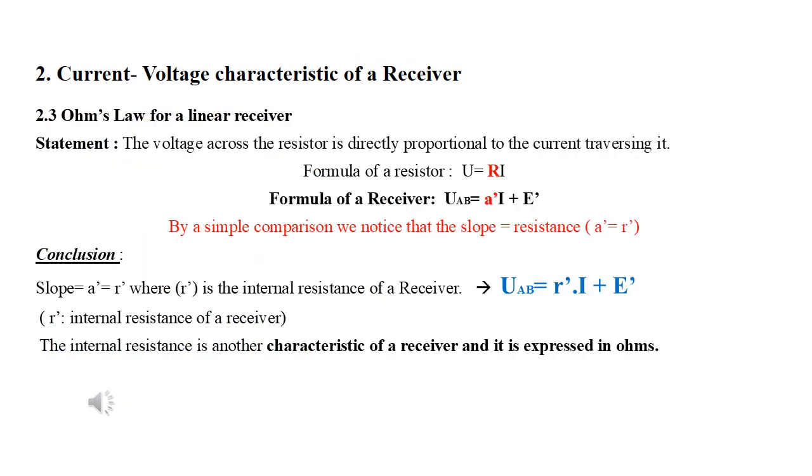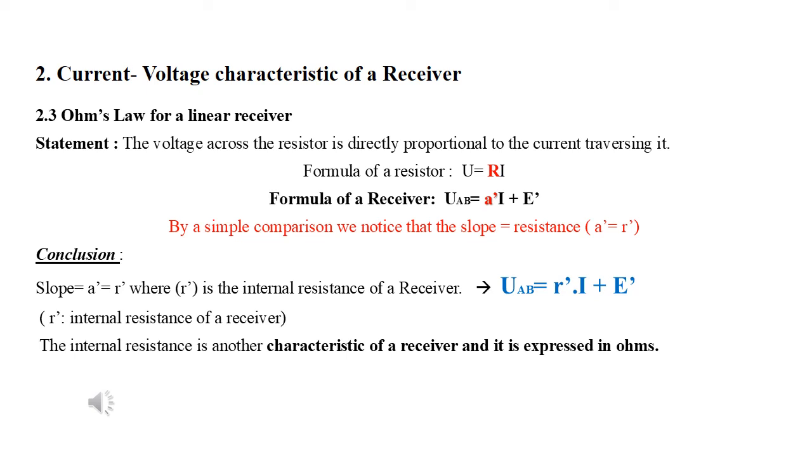Do you remember the statement of Ohm's law? The voltage across the resistor is directly proportional to the current traversing it. So the formula of any resistor is U equals RI, and the formula of a receiver is UAB equals a' I plus E'. By a simple comparison of these two formulas, I can conclude that the slope is equal to the resistance.